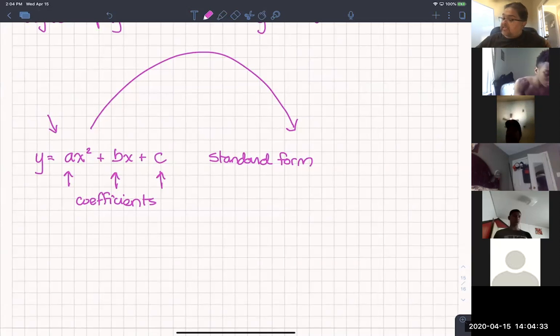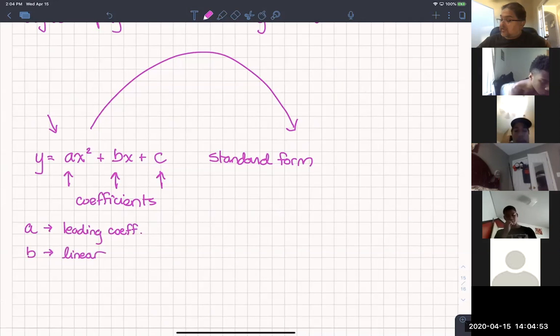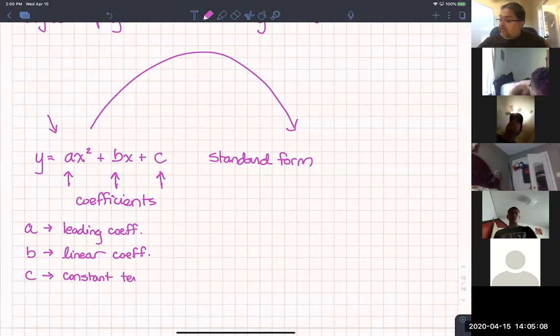So A, since it is in front of the variable with the largest exponent, is known as the leading coefficient, because it is the coefficient in front of the x squared term. B is known as the linear coefficient, because it is in front of the variable with exponent 1. And C is known as your constant term.